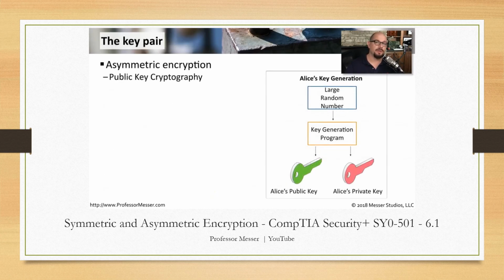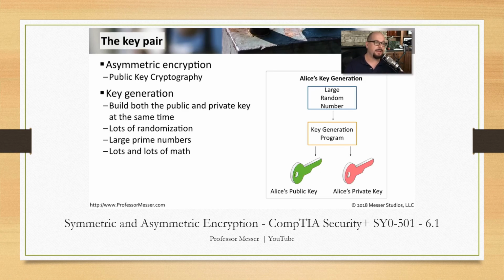I mentioned earlier that someone's public and private keys are mathematically related. We create these keys at the same time using a key generation process. We'll start with a large random number. We'll put that into a key generation program, and out of that, we will get two keys, a public key and a private key. We'll give everybody a copy of the public key, and we'll make sure that we are the only ones who have access to the private key.